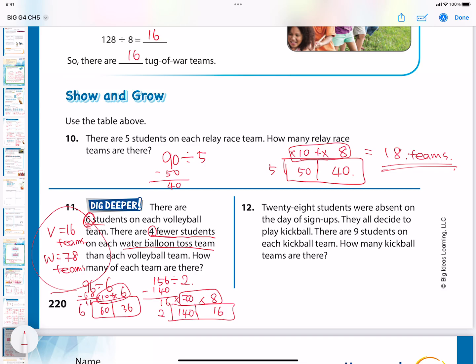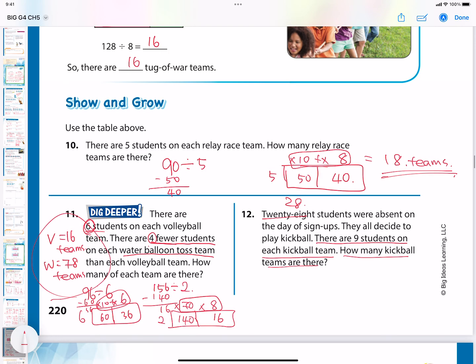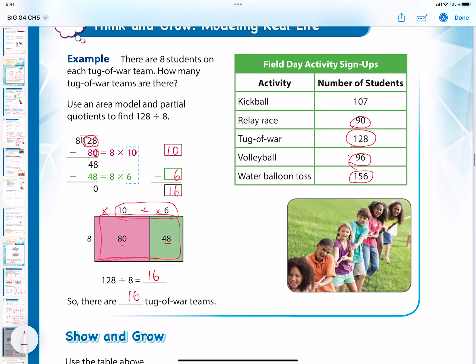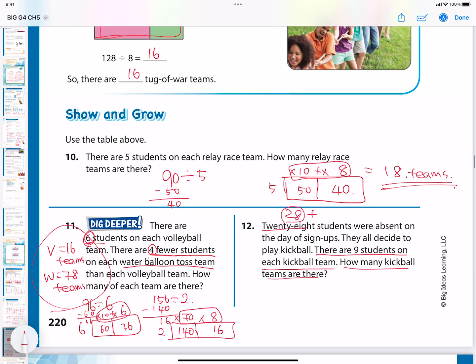28 students were absent on the day of sign-ups. Now they all decide to pick kickball. There are 9 students on each kickball team. How many kickball teams are there? So you need to simply add 28 to how many students signed up for kickball, 107. Okay, plus 107.